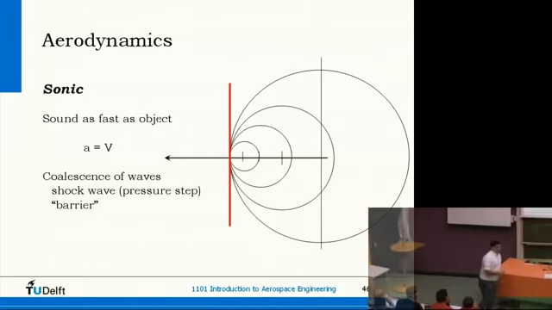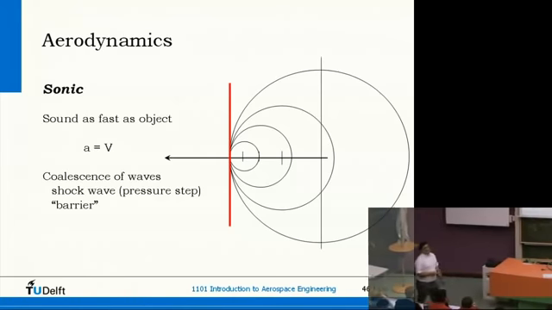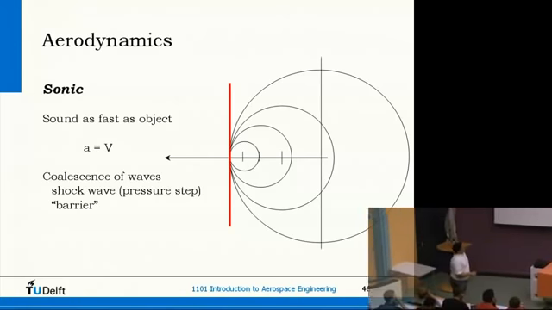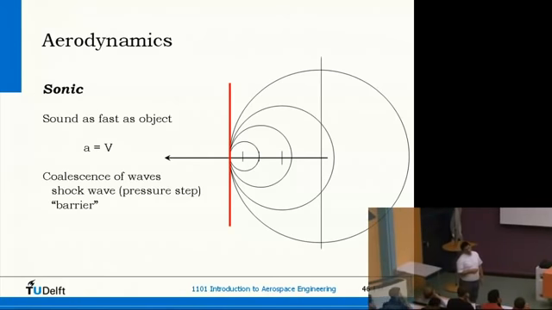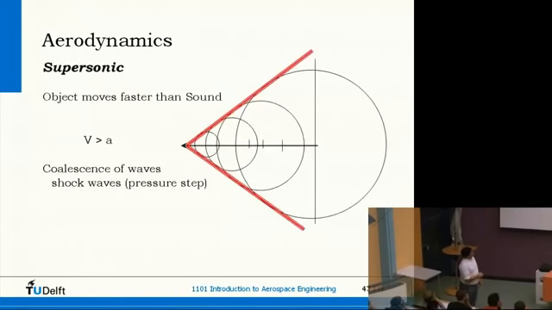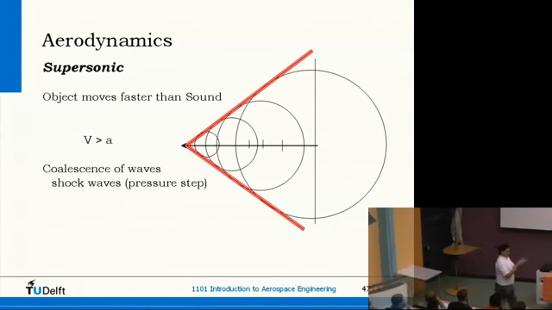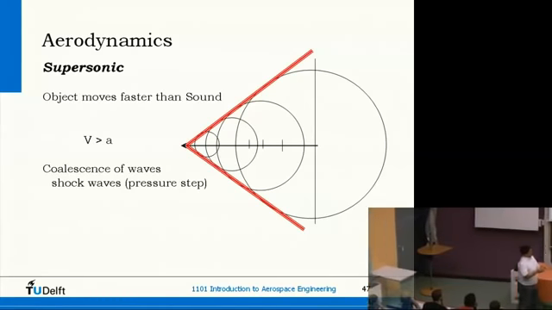As soon as we are flying Mach 1, you see a coalescence of these circles. And you get more or less a shock wave here. The pressure before it is lower than the pressure after it. And it becomes even more significant when you're flying supersonic. You get these so-called shock waves. And the shock wave is nothing less than the pressure difference.